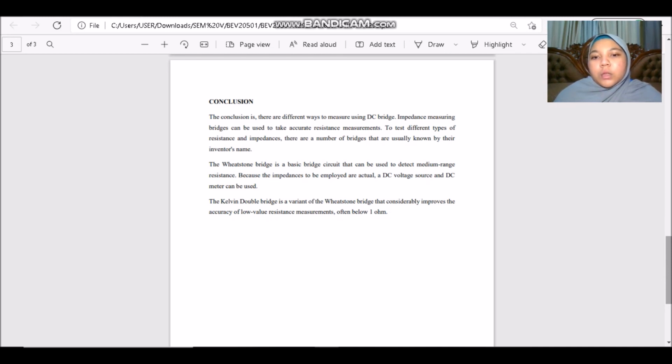The Wheatstone bridge is a basic bridge circuit that can be used to detect medium range resistance because the impedance to be employed is actually a DC voltage source and a DC meter can be used. The Kelvin Double bridge is a variant of the Wheatstone bridge that considerably improves the accuracy of low value resistance measurement, often below 1 ohm.